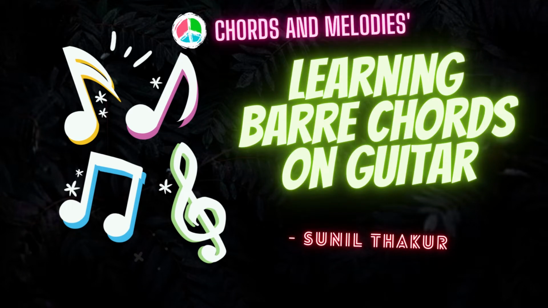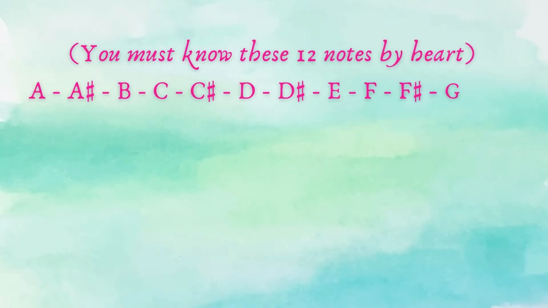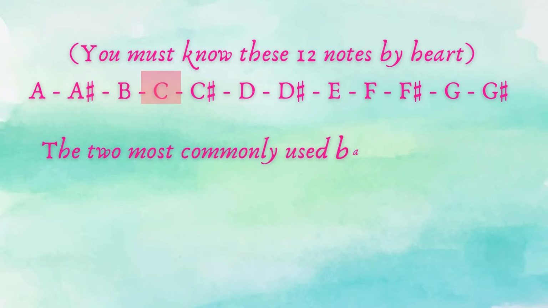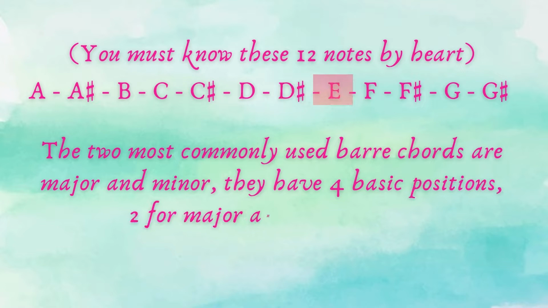Learning bar chords on guitar. You must know the 12 notes by heart: A, A sharp, B, C, C sharp, D, D sharp, E, F, F sharp, G and G sharp.